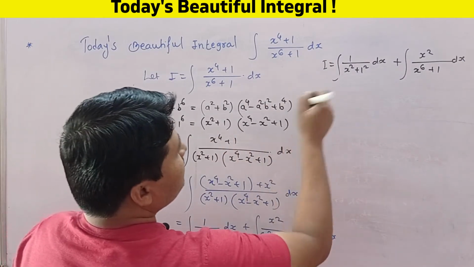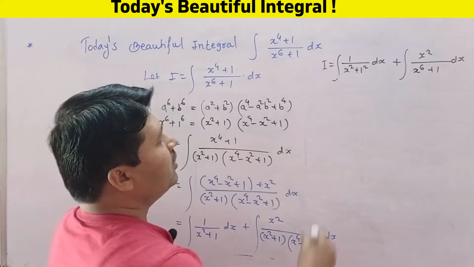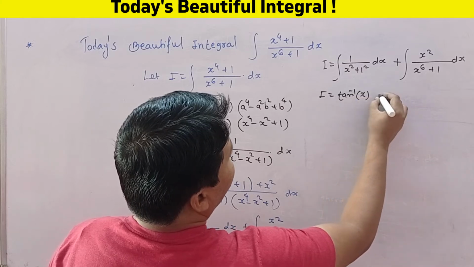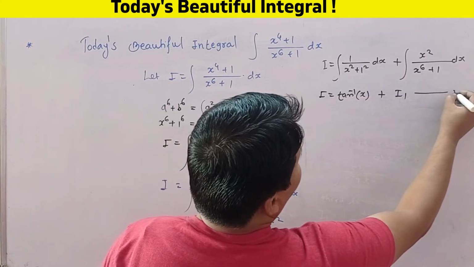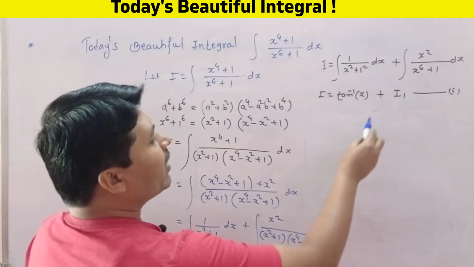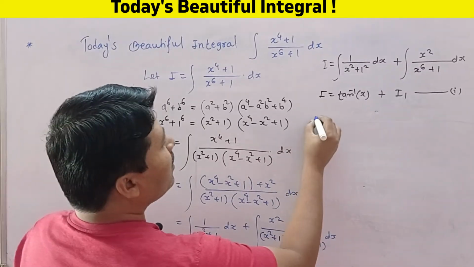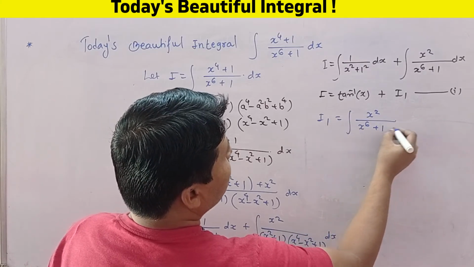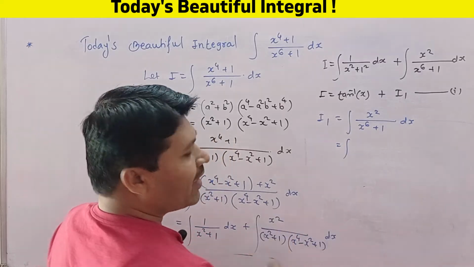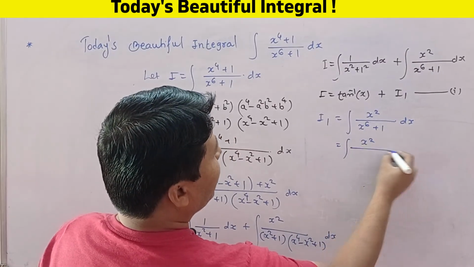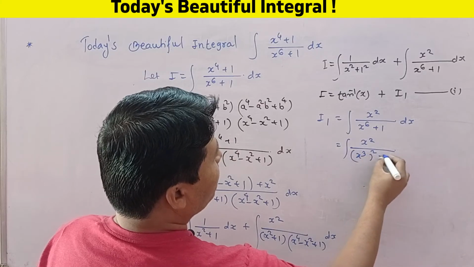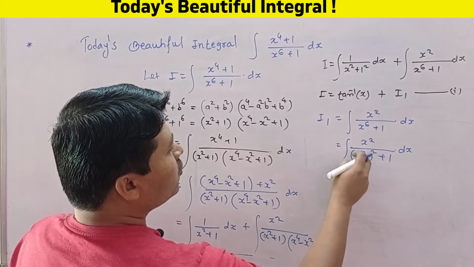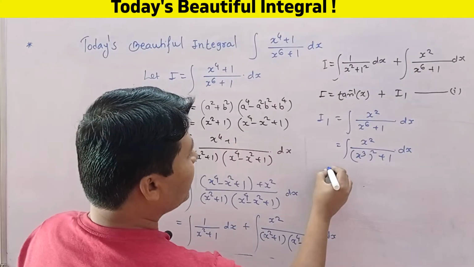Now I can find the integration. I equals tan inverse x plus I1, and now we can find the I1 value. I1 equals the integral of x^2 divided by (x^6 + 1) dx, which I can arrange as x^2 divided by ((x^3)^2 + 1) dx. Now we observe the derivative of x^3 is present in the numerator, so I can put a substitution.